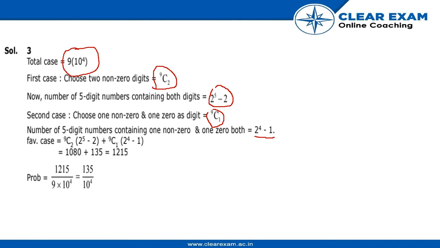Now probability is favorable outcomes upon total number of outcomes, that would be 1215 upon 9 into 10 to the power 4. As we can see that 1215 is divisible by 9, so therefore we would get our answer 134 by 10 to the power 4.